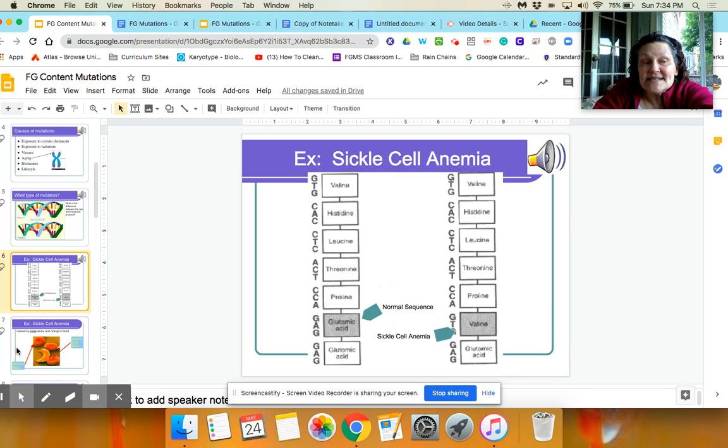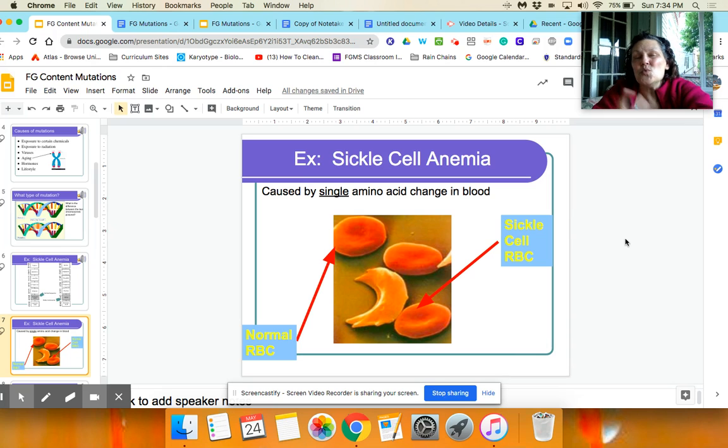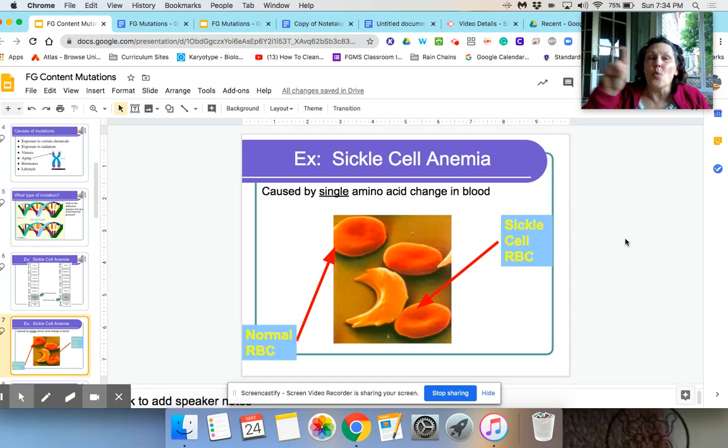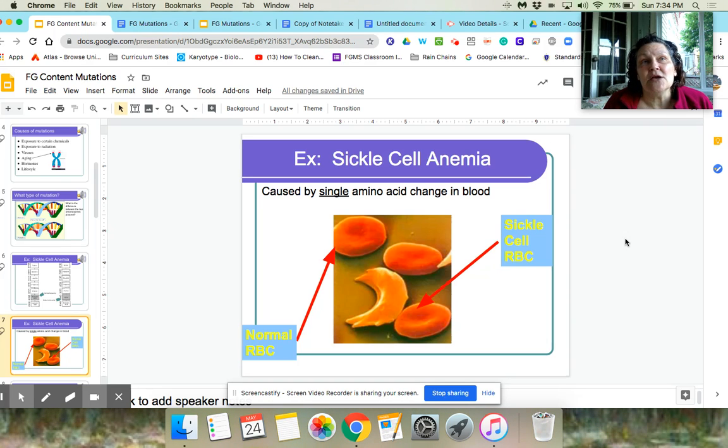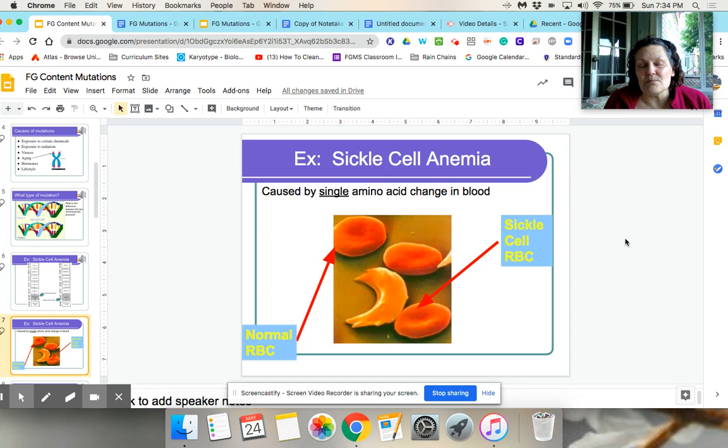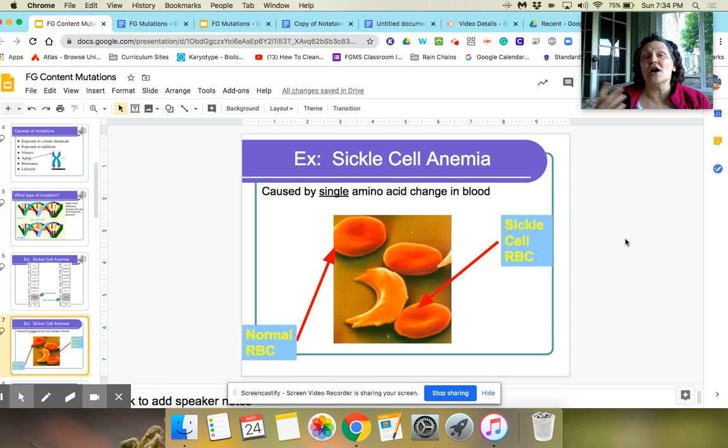So if we go to this next slide, now we're going to look at, okay, so what exactly is sickle cell anemia? So we already said that it's an inherited genetic disorder. One base is wrong, and it's going to cause all of these problems. So sickle cell anemia is a genetic disorder that is typically in people of African descent or people of Middle Eastern descent.